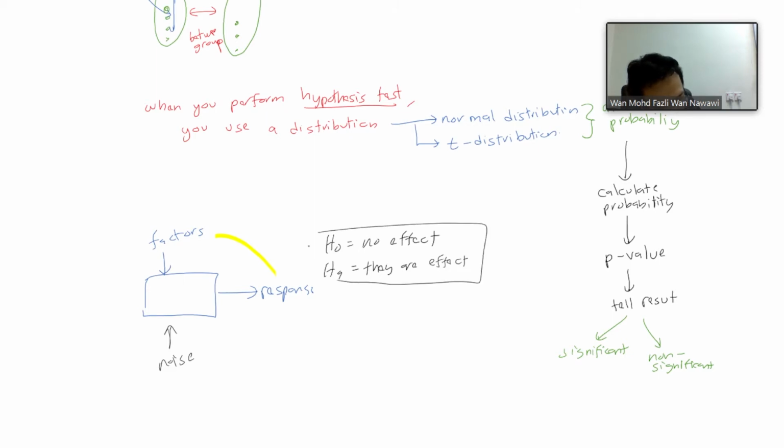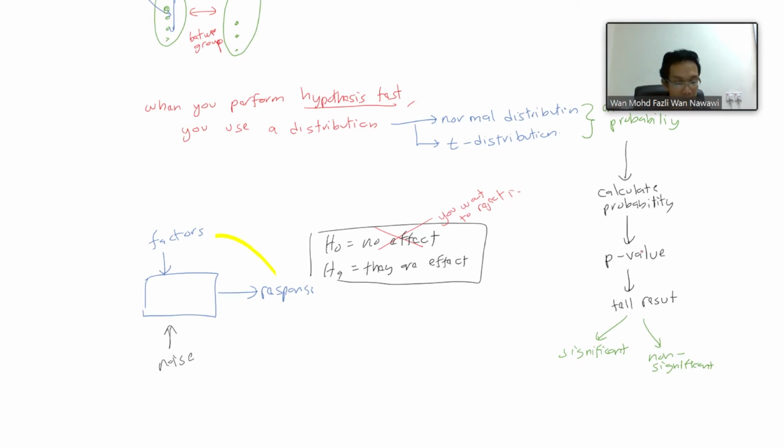The very reason you perform the experiment, you put factors and response, is that you want to reject the null hypothesis. You want to reject this thing. So rejection of the null hypothesis comes from this probability.